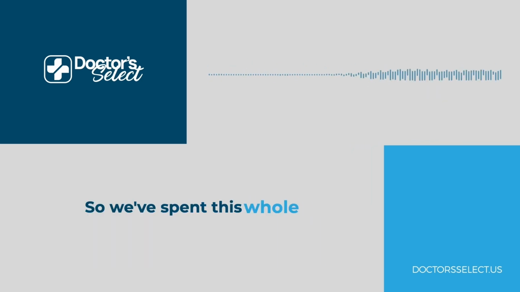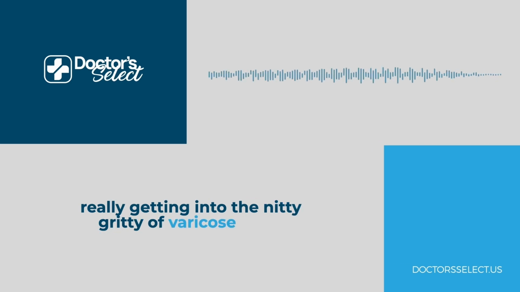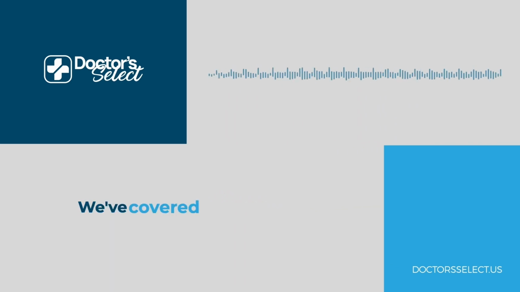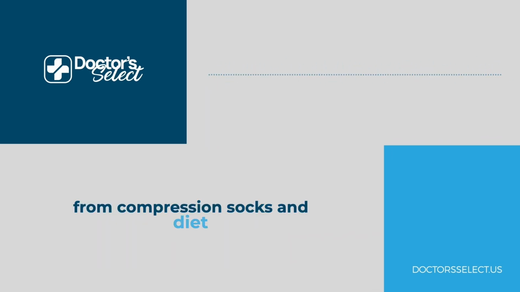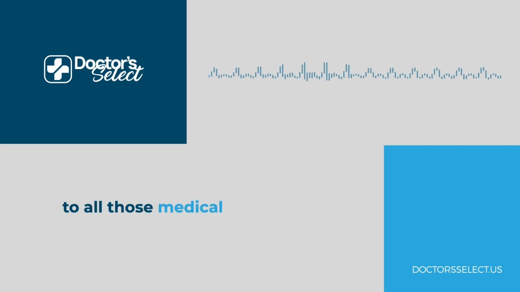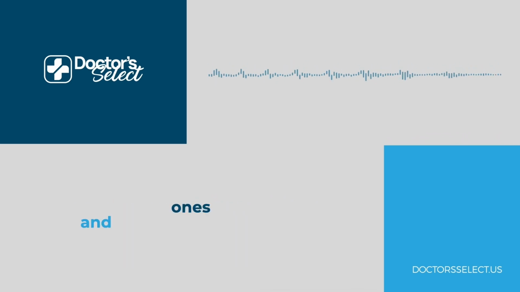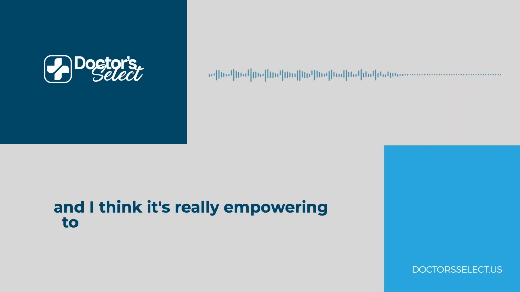So we've spent this whole deep dive really getting into the nitty-gritty of varicose veins. We've covered what causes them and all those different types of valve problems, and of course, all the ways you can find relief. Yeah, we've talked about everything from compression socks and diet to all those medical treatments like the minimally invasive ones, and even surgery when it's needed. Right, and I think it's really empowering to know that there are so many options out there.